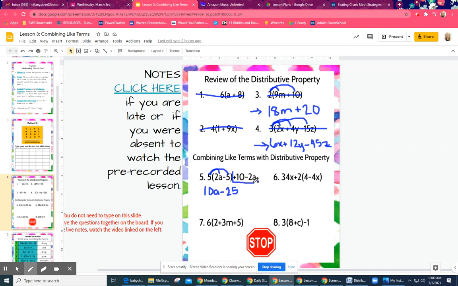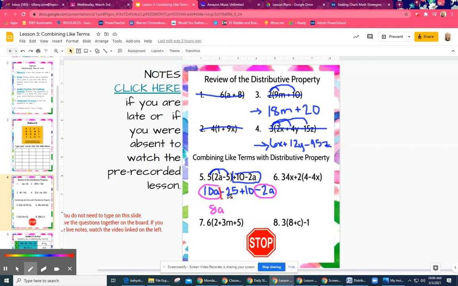Now I still have all of this left, and it doesn't just disappear. I'm going to keep it. I'm just going to rewrite it at the end. Then you have to look at what you can combine. So I've got 10a here, and I tell you guys to always look at the sign that's before. So since it's a minus sign here, we're going to do 10a minus 2a, which is 8a.